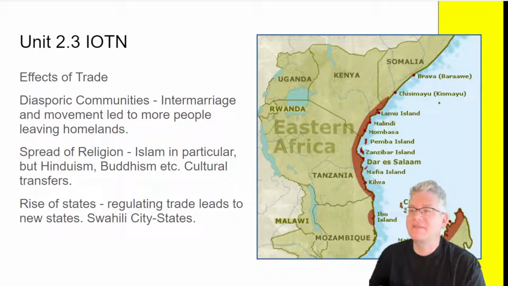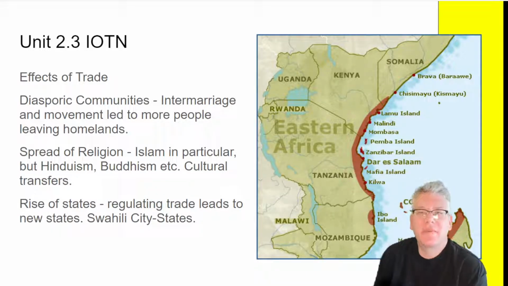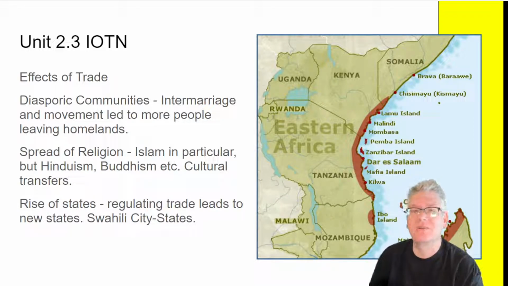All right, what are the effects of trade? Well, a couple of different things here. One big one is diasporic communities. That word comes from diaspora. A diaspora is people leaving an area, basically in large numbers. The word, I'm pretty sure, initially comes from the diaspora that affected the Jewish people after the Romans destroyed the Second Temple. They were spread essentially throughout the world as a result of that.